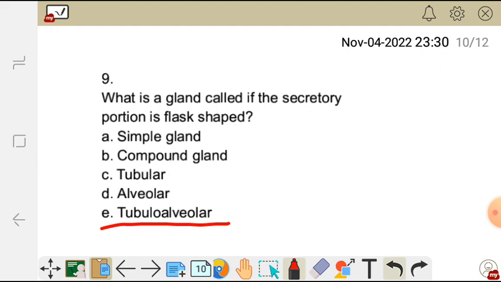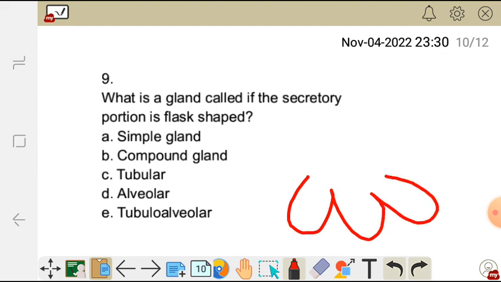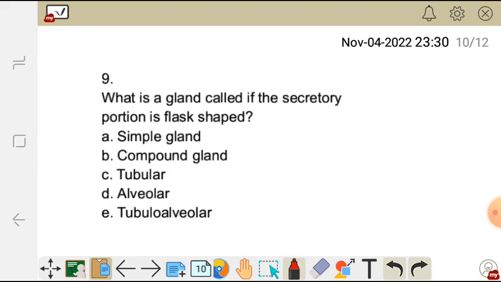The one which is flask shaped is the alveolar, not the tubular alveolar. It is like this. When you look at a flask in the laboratory, it is simply like this. So that's how the alveolar is. Flask shaped is D. So the correct answer for question 9 is D.